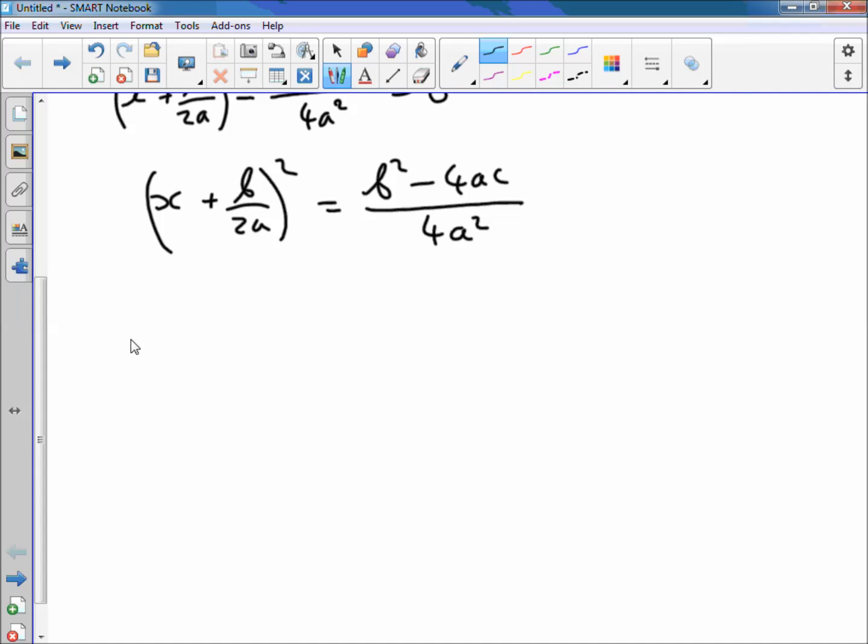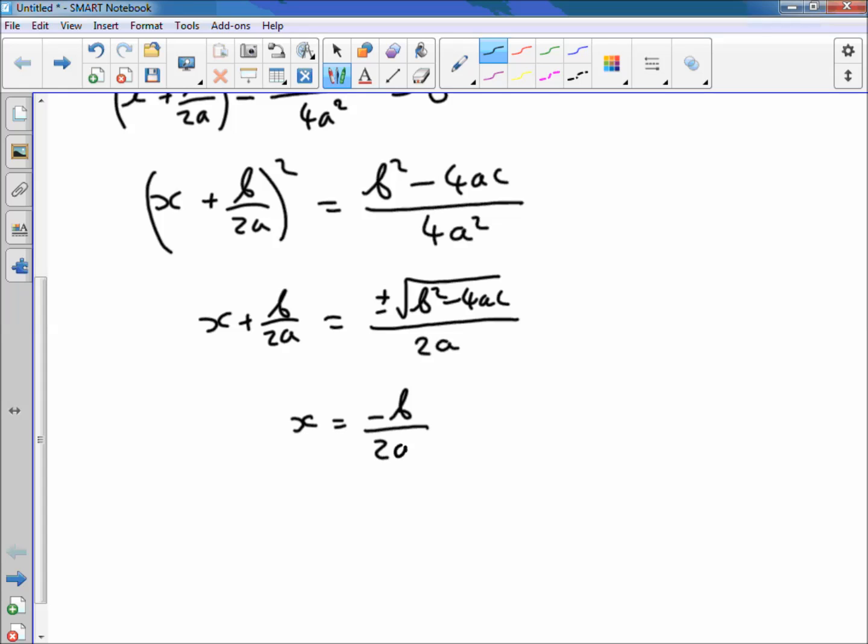So x plus b over 2a is going to be plus or minus the square root of b squared minus 4ac over the denominator square rooted. So the square root of 4 is 2 and the square root of a squared is a. So now we just need to get rid of this fractional term on the left hand side, so subtract that from both sides. So x equals minus b over 2a plus or minus the square root of b squared minus 4ac all over 2a. So we simply have two fractions we then need to add together.